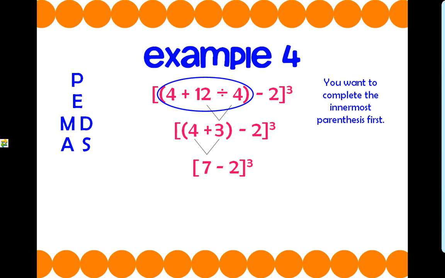We still have to solve our brackets, parentheses step first. So we're going to look at 7 minus 2, which is 5, and then bring down the cubed. Remember that the cube goes along with the brackets. So now the cube will go along with the 5 because the 5 was the answer inside the bracket. So 5 cubed means 5 times 5 times 5. And when you multiply them together, you will get 125. And that is your answer.